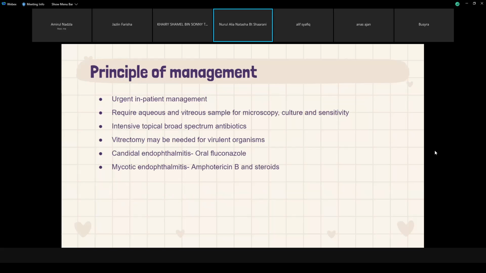Last slide, please. So this is the principle of management. We have to know that endophthalmitis is urgent in patients. We have to treat the patient urgently. So first, it requires aqueous and vitreous sample for microscopy, culture, and sensitivity to know what is the cause behind the endophthalmitis. And then we give intensive topical broad spectrum antibiotics. Vitrectomy may be needed for virulent organisms, and for Candida endophthalmitis, we give oral fluconazole. For mycotic endophthalmitis, usually we give amphotericin B and also ketoconazole.